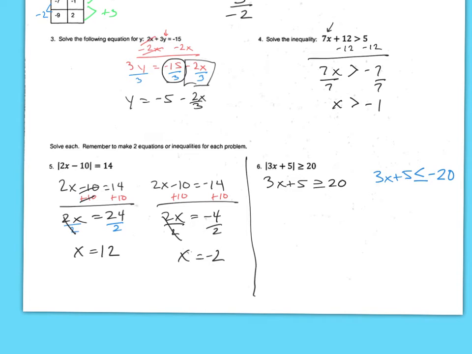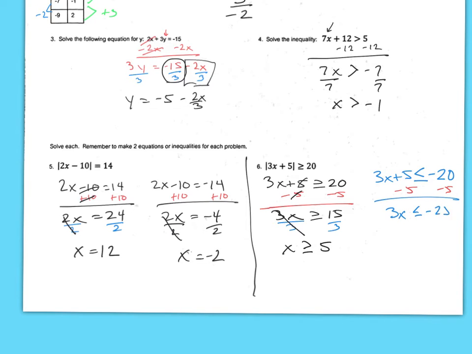Now we're going to subtract 5. And we get 3x is greater than or equal to 15. Divide by 3. And we get x greater than or equal to 5. In the second inequality, we'll subtract the 5. This gives you a different result. 3x less than or equal to negative 25, and then, of course, divide by the 3. So we get x is less than or equal to negative 25 thirds.